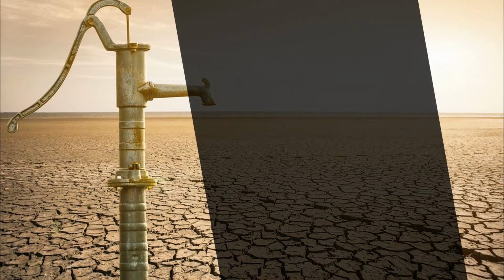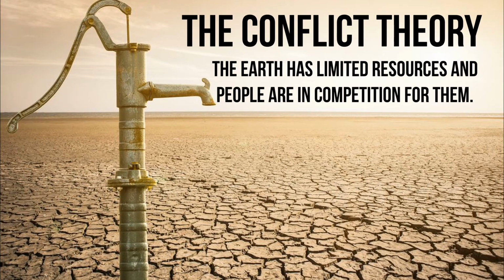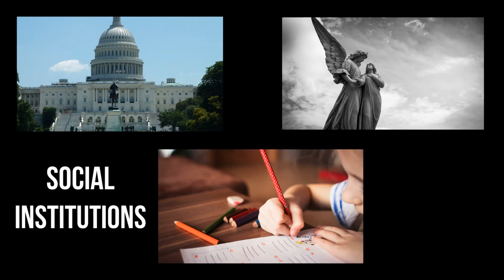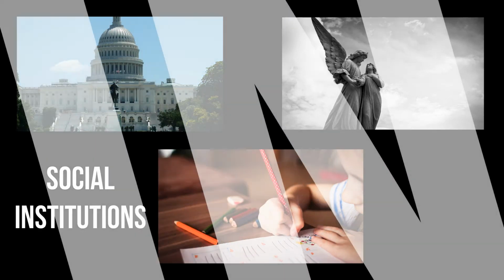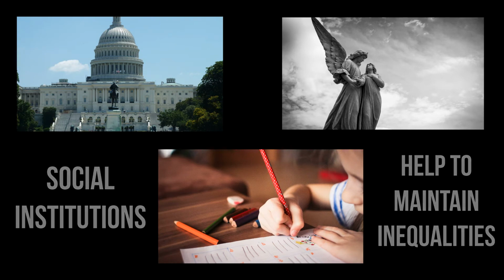The second sociological theory, which is also known as the paradigm or framework, is called conflict theory. This theory sets forth the idea that the earth is finite, meaning there are a certain amount of resources that exist and that human beings are in competition for these limited resources. Social institutions like government, education, and religion do exist, but these institutions show a lack of equality between those that have resources and those that do not. These institutions in many ways help to maintain inequalities between different groups of people.